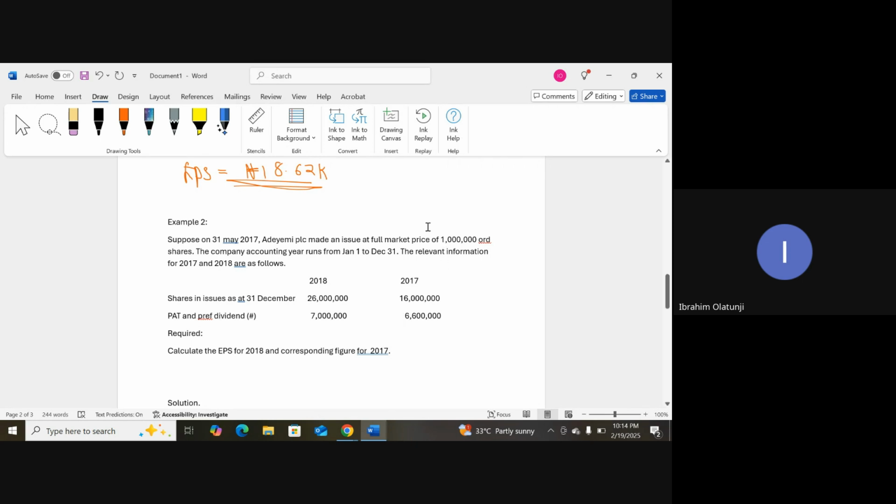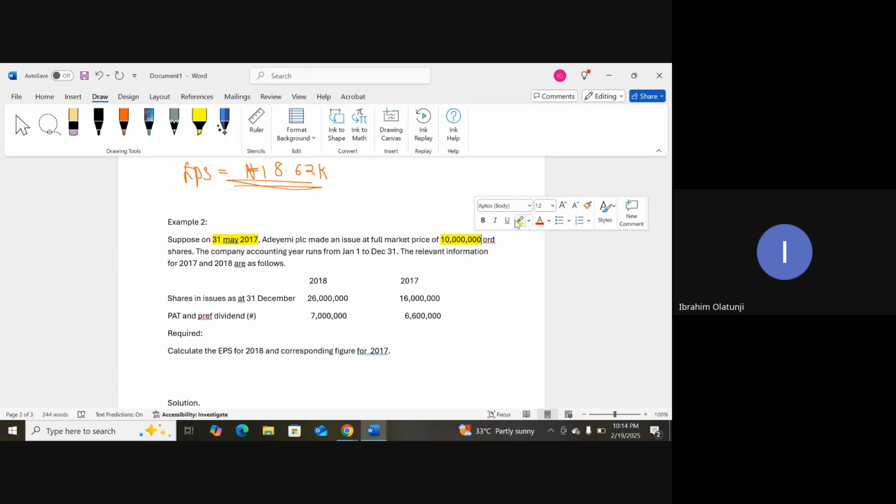The existing share for 2017 is 10 million. It's not 1 million, 10 million. Look at it very well. The existing share that you have in 2017 is 10 million. Then, when they now said there is a new issue in 2017, you have 16 million.